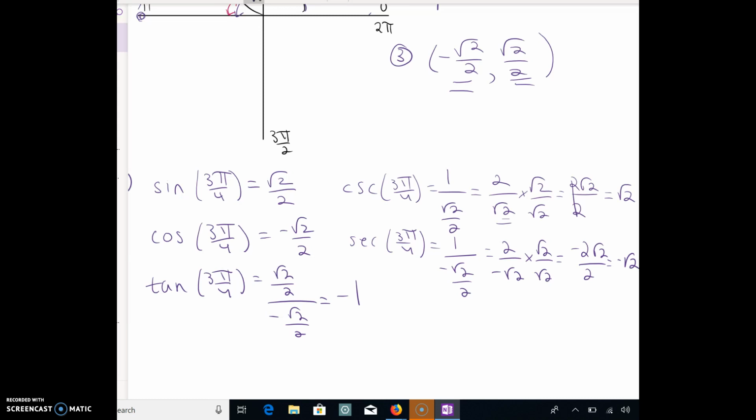Let's find the cotangent of 3 pi over 4. Cotangent is x divided by y, and anything divided by itself is 1, and negative divided by positive is a negative. So here are the 6 trig values for 3 pi over 4.